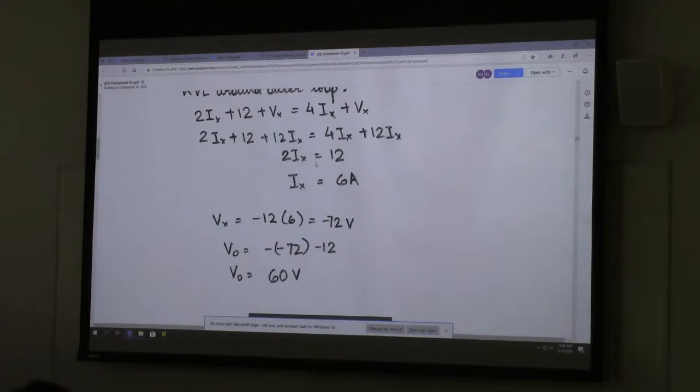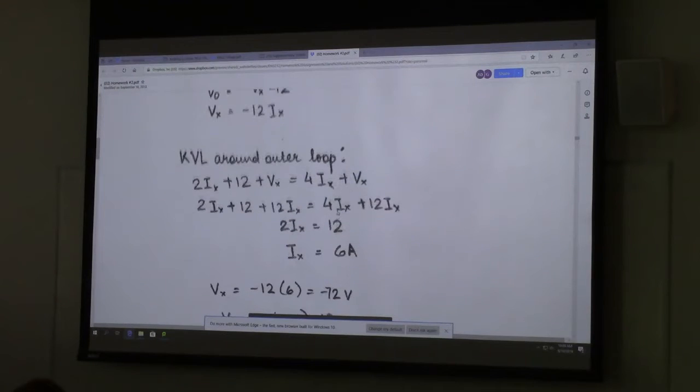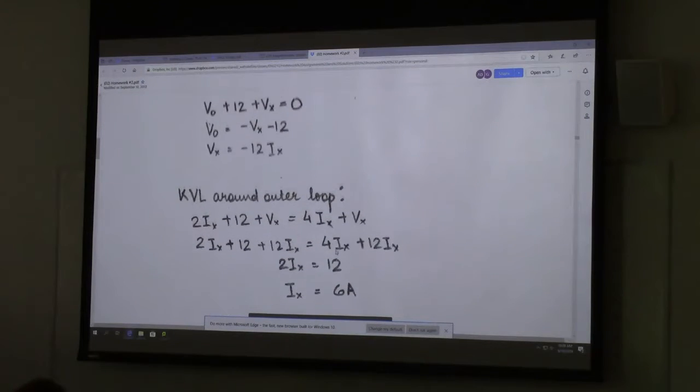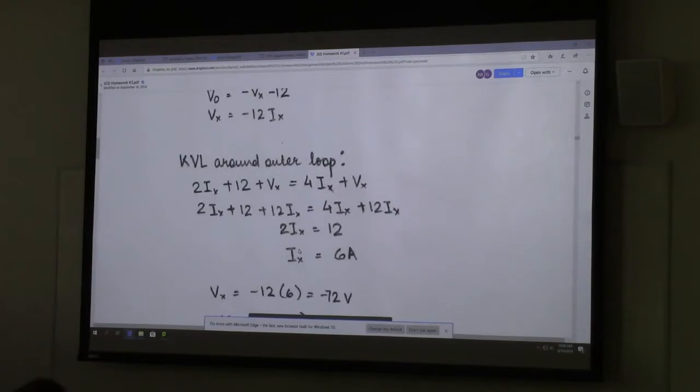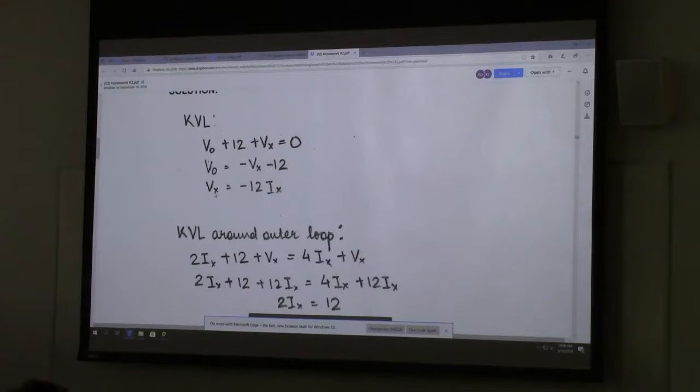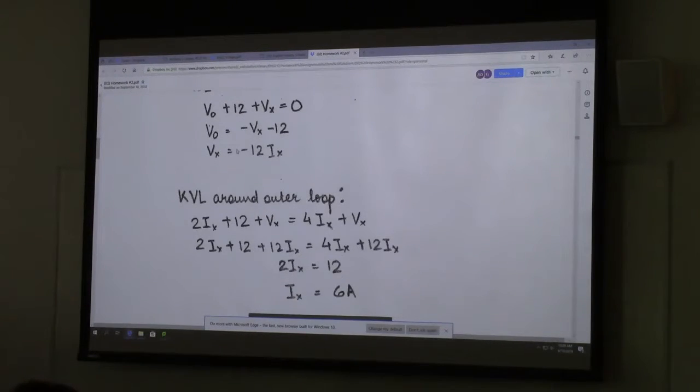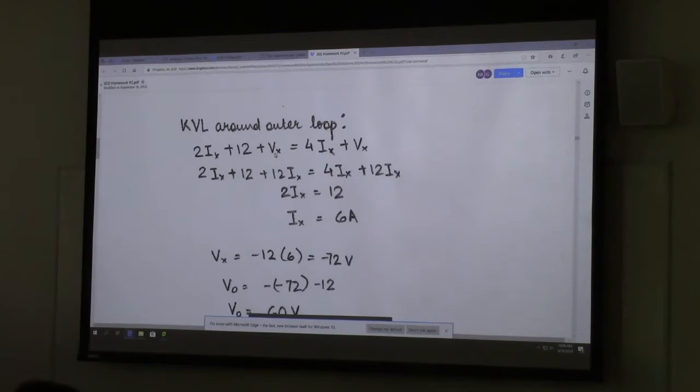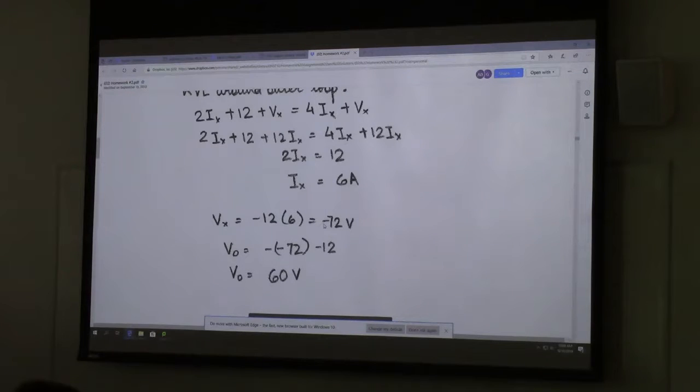It goes away anyway. You end up combining terms together. So you have 4Ix minus 2Ix. That leaves you with 2Ix equals 12. You divide by 2, Ix gives you 6 amps. And then you have this value. You can substitute it back into the equation above to give you Vx. So Vx will be equal to negative 12 times 6 amps, which gives you negative 72 volts.